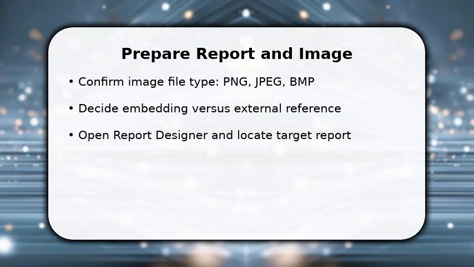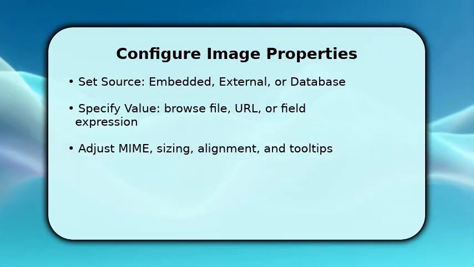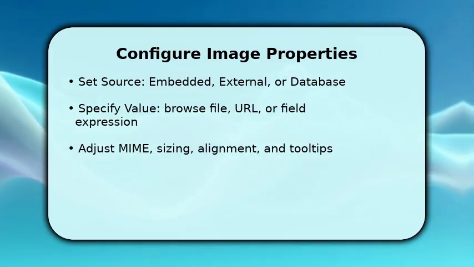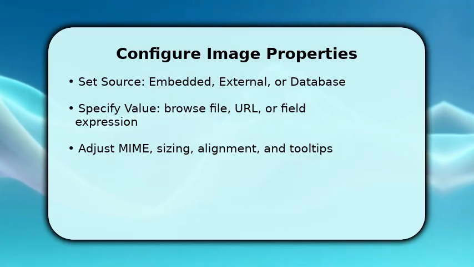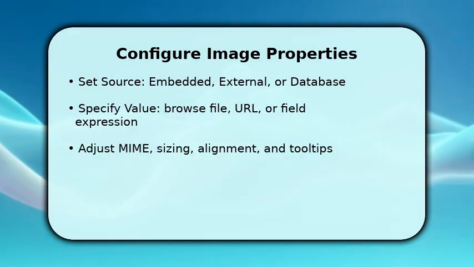You now configure the image control. Open properties and set source to embedded, external, or database depending on your choice. If embedded, import the file into the report's resources. If external, enter a full URL or expression. If database, bind the binary field.